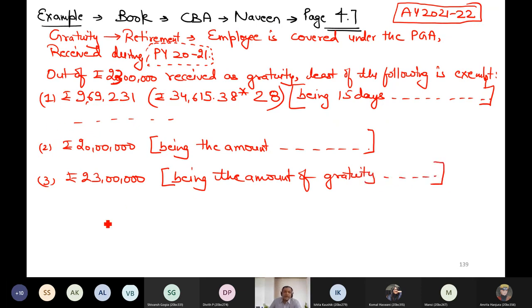Now how much is least? 969,231. So this is what the answer is. 969,231 being the least is exempt from tax.